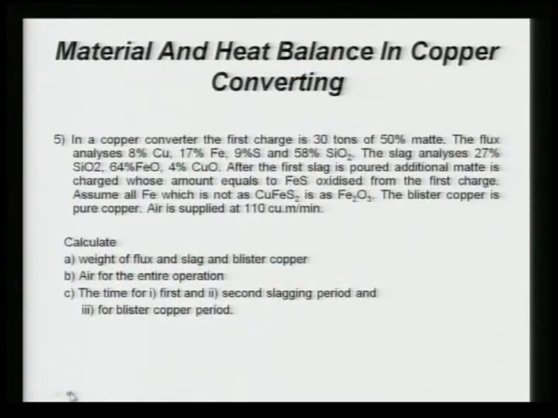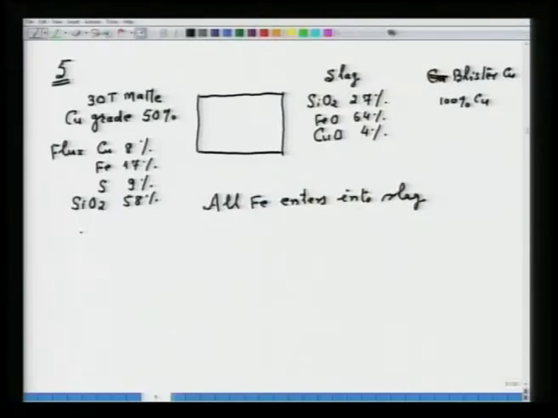What has been said in this problem is that after the first slag is poured, additional matte is charged whose amount equals the FeS oxidized from the first charge. So, that is a slightly different problem. Here, first you have to calculate the weight of flux, slag and blister copper. So, as usual, say m kg flux and n kg slag.